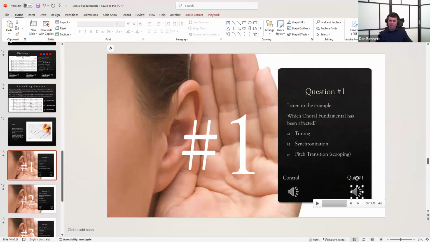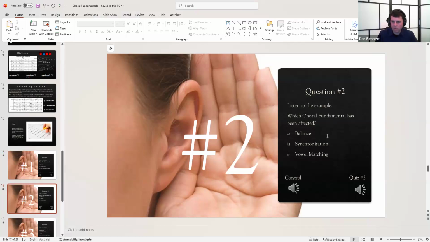So A, tuning, B, synchronization, or C, pitch transition. Looks like everybody can see everybody else's answers, but I think everyone was going to get it right anyway, so well done. It is in fact C. So the pitch transition, or the sliding and scooping, is what has been affected. Wobbly addition, yeah. Some people pay extra for that. So yes, that was pitch transition being affected. Let's go on to quiz question number 2.